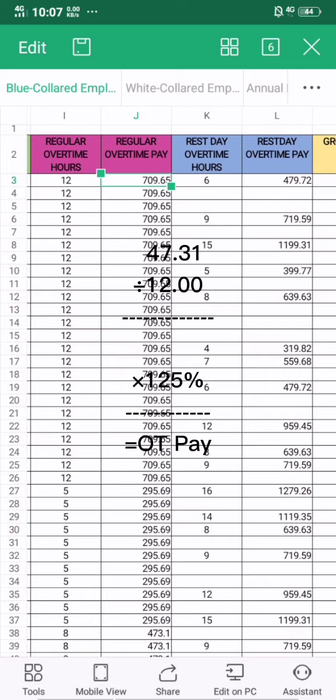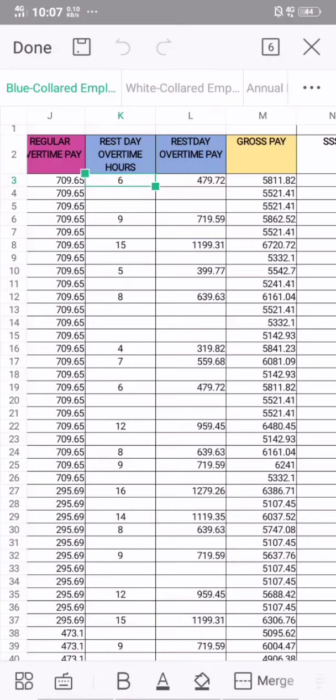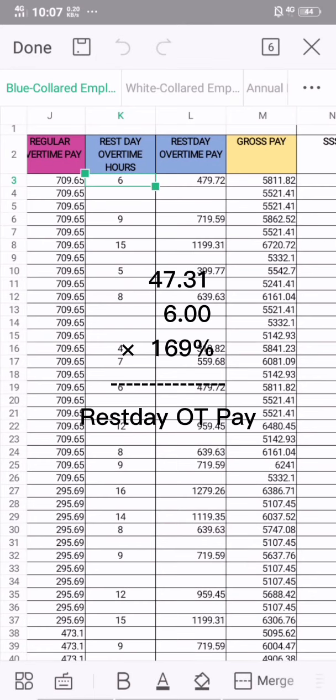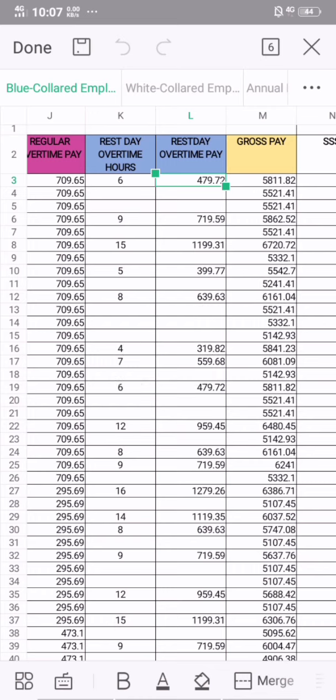To get the regular overtime pay, I will multiply overtime hours by the daily rate times 125% to get the overtime pay. And to get the rest day overtime pay, I will multiply overtime hours by the daily rate times 169%.